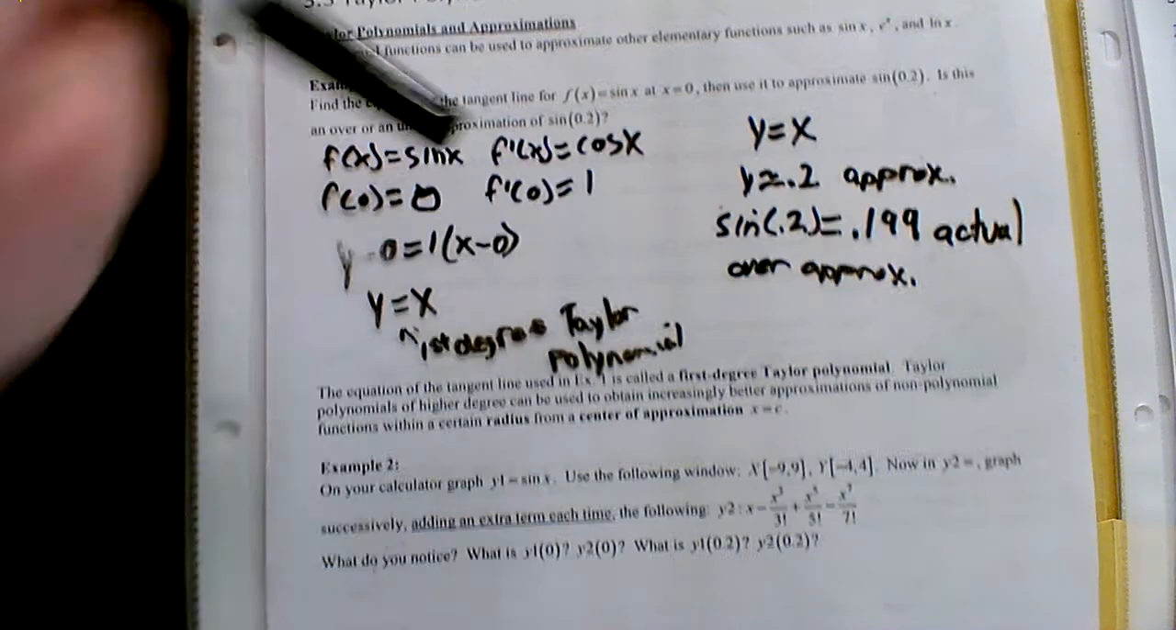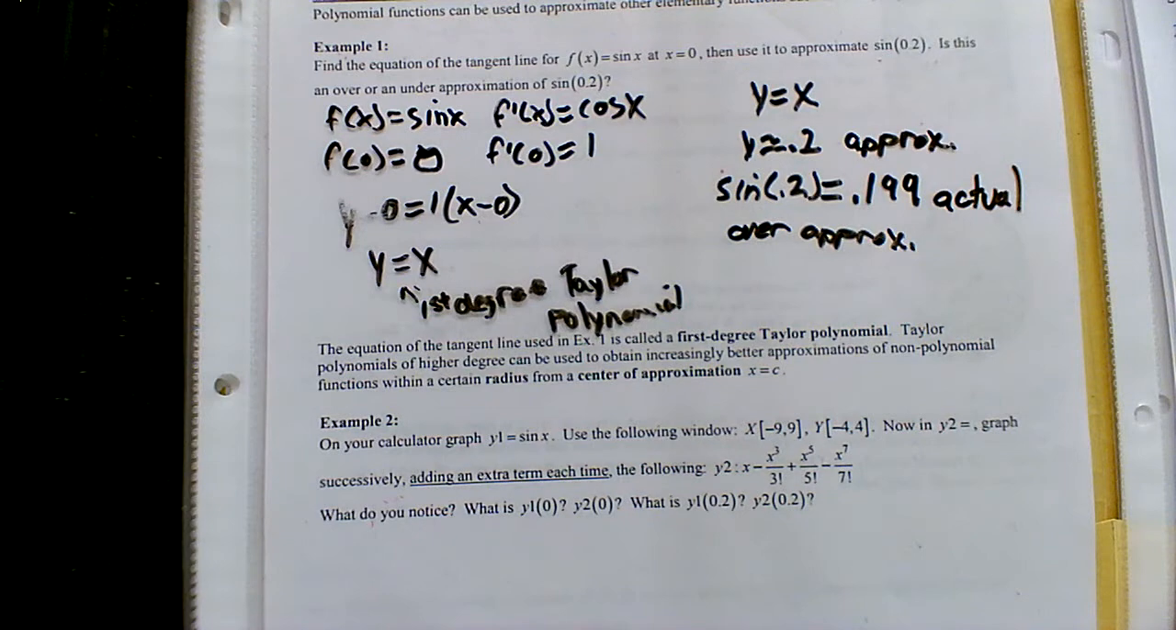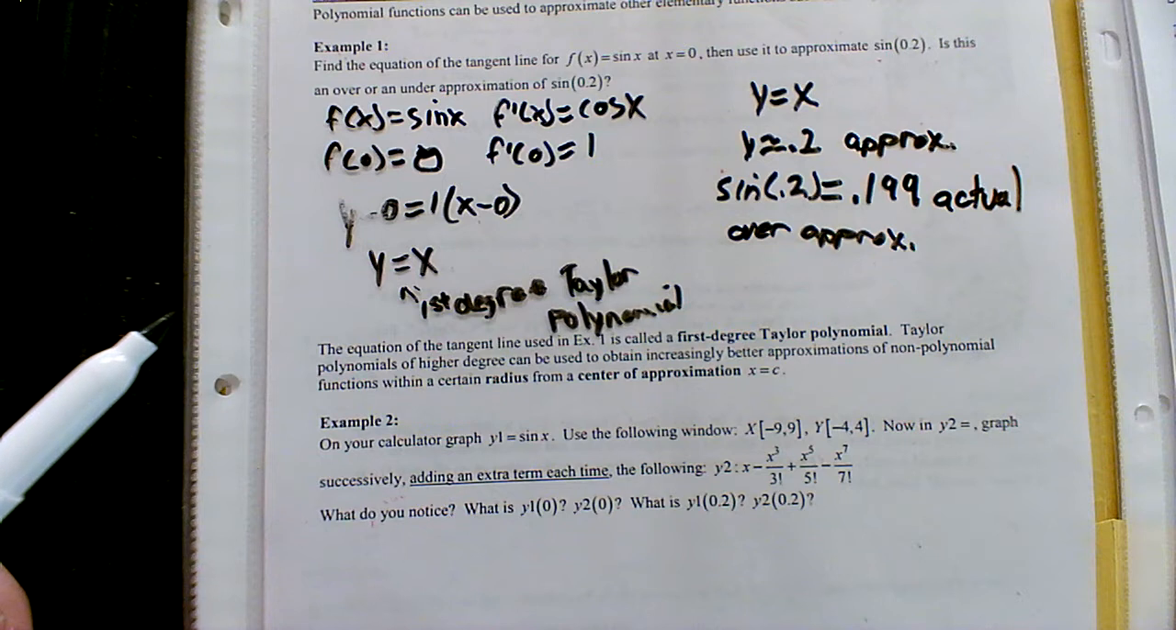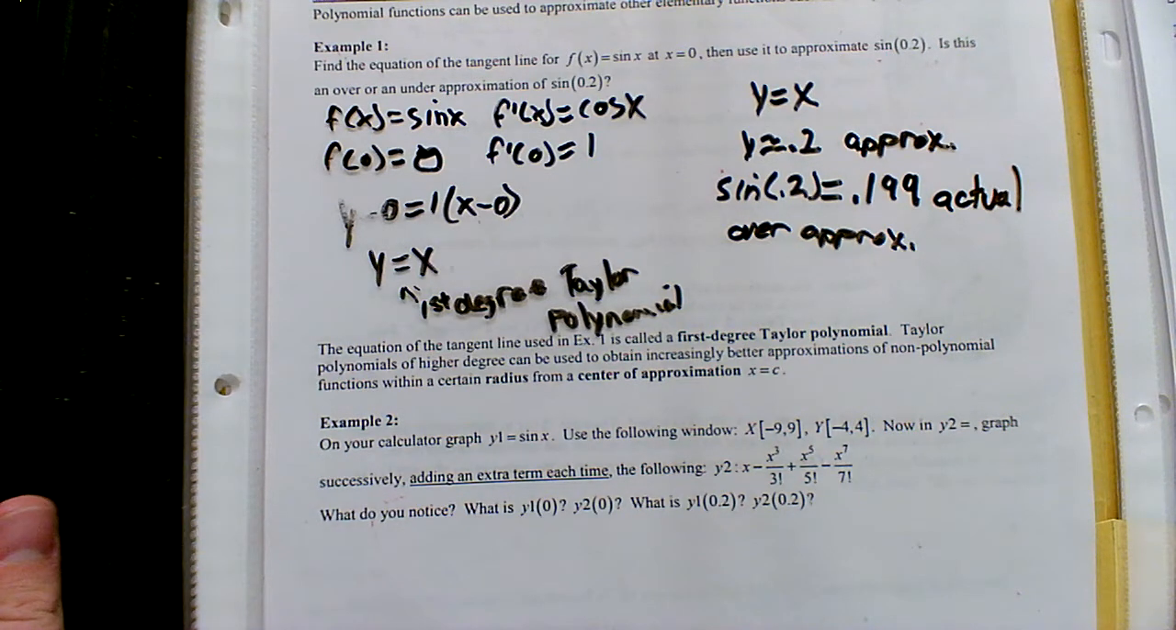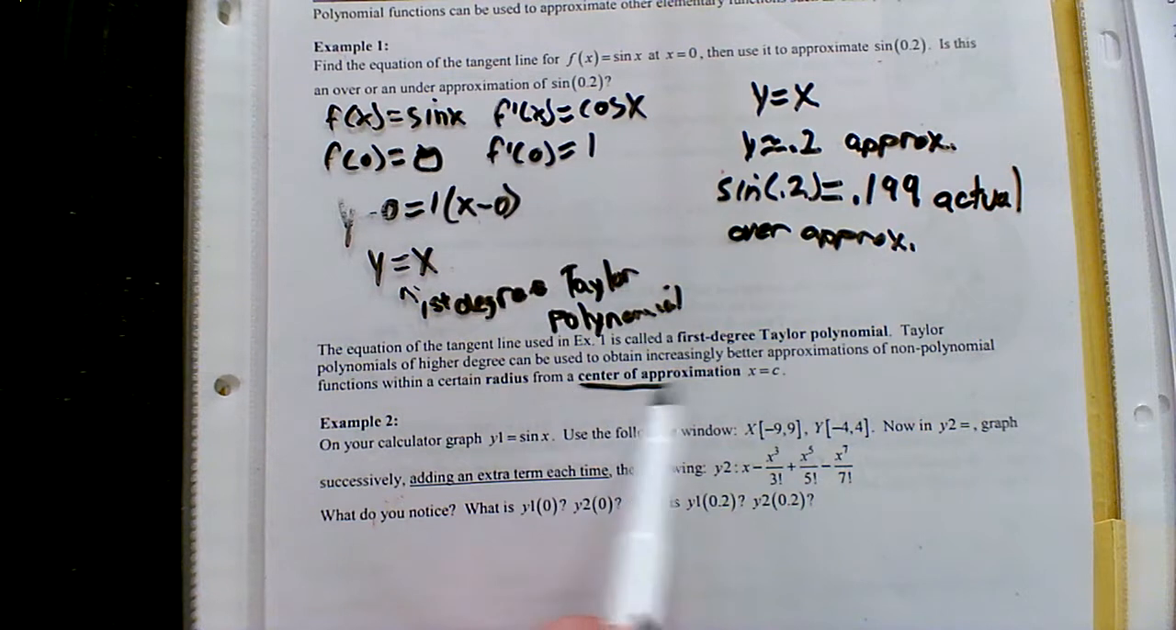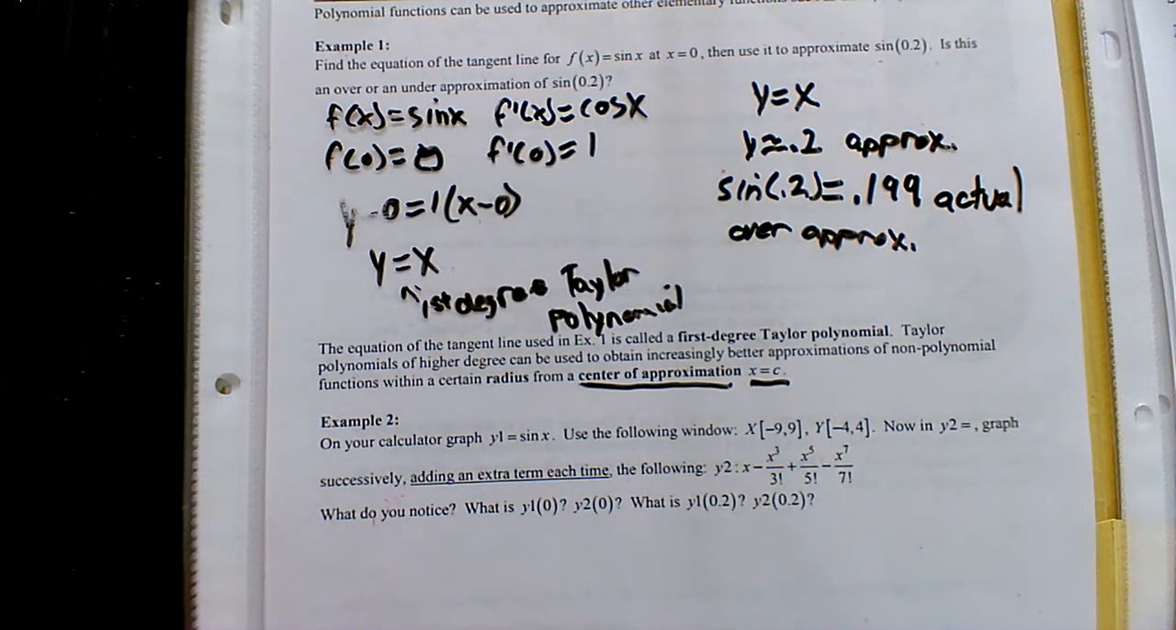The equation of the tangent line used in example 1 is called the first degree Taylor polynomial, and we already labeled that up above. Taylor polynomials of higher degree can be used to obtain increasingly better approximations of non-polynomial functions within a certain radius from a center of approximation x equals c. We'll use this center of approximation more once we get through more examples.